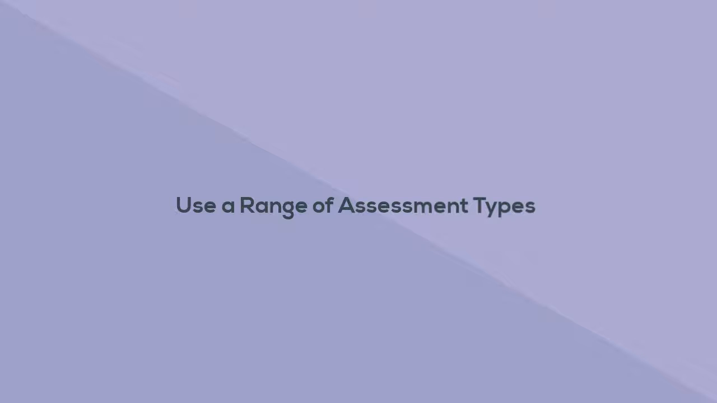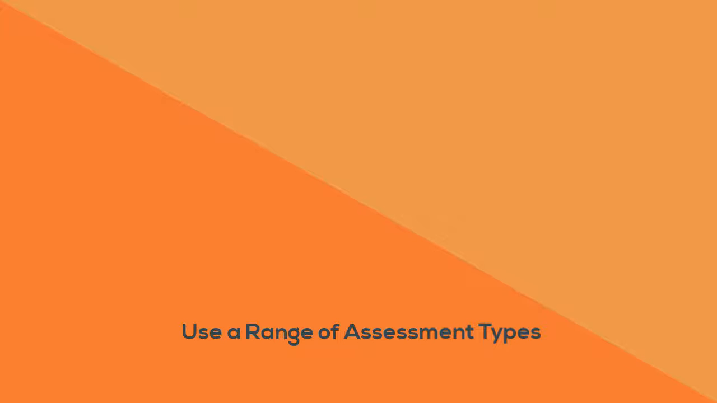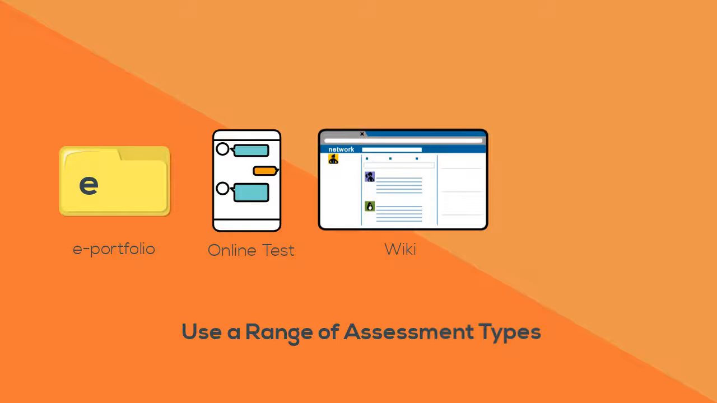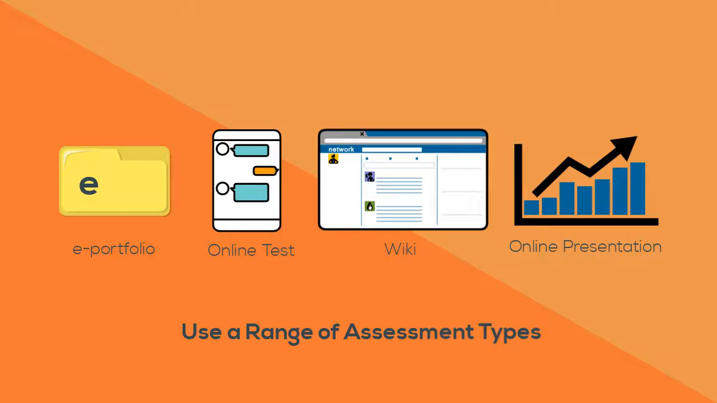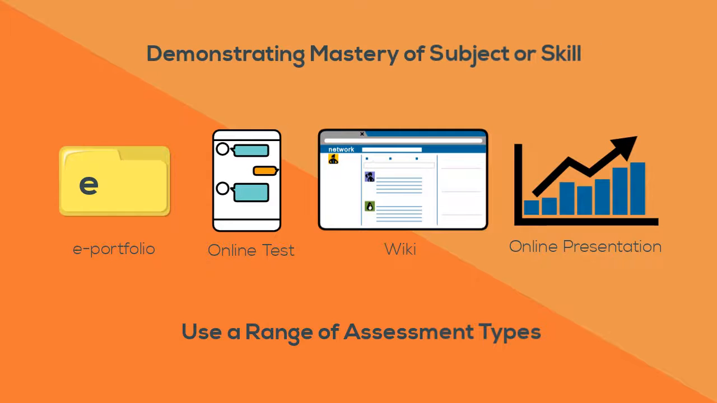Yet another way to foster inclusivity within a course is to provide students with a range of ways through which they can demonstrate their achievement of learning objectives. Varying the nature of assessment types used on a course, for example, an e-portfolio, an online test, a group wiki, or online presentation, can all add breadth to the opportunities that different students have to demonstrate their mastery of a subject or a skill.